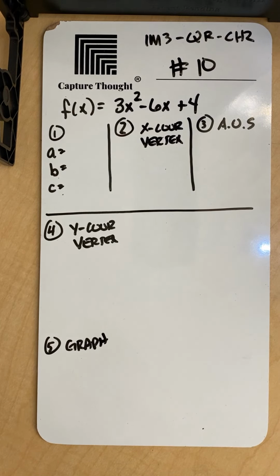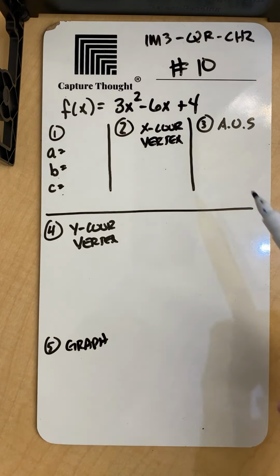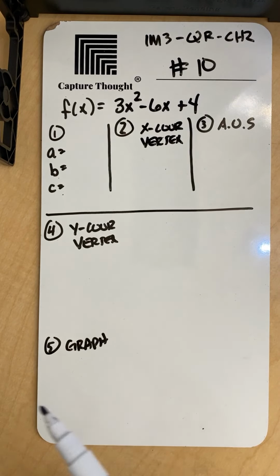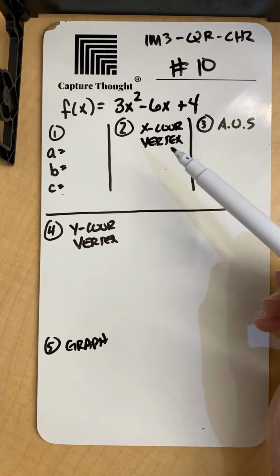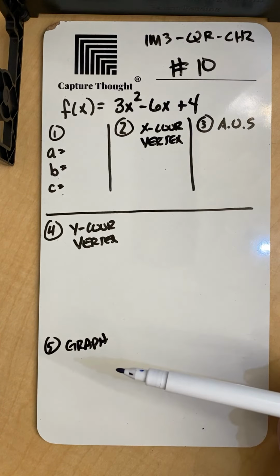All right, number 10 on the QR code review is asking us to graph this function here without using any technology, label the vertex, the axis of symmetry, and label 3 points, and then fill out all the questions. So remember that this is in standard form. When you're in standard form, there are these 5 steps that we talked about in class.